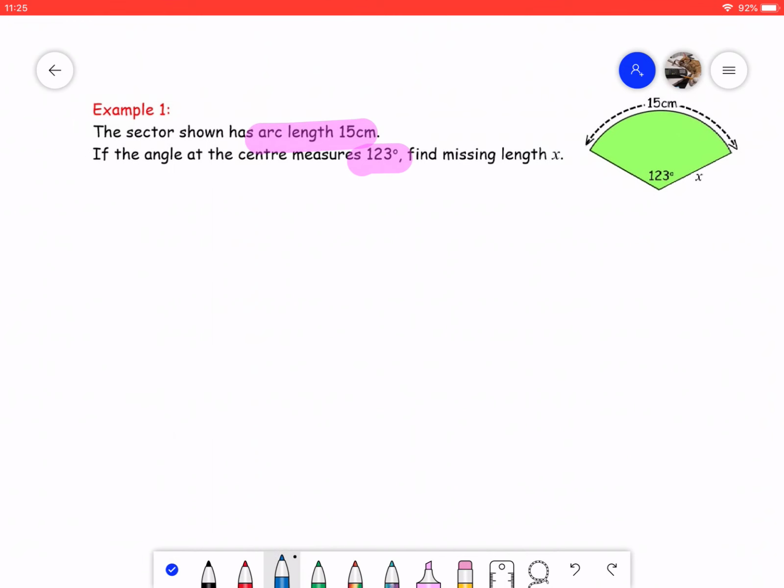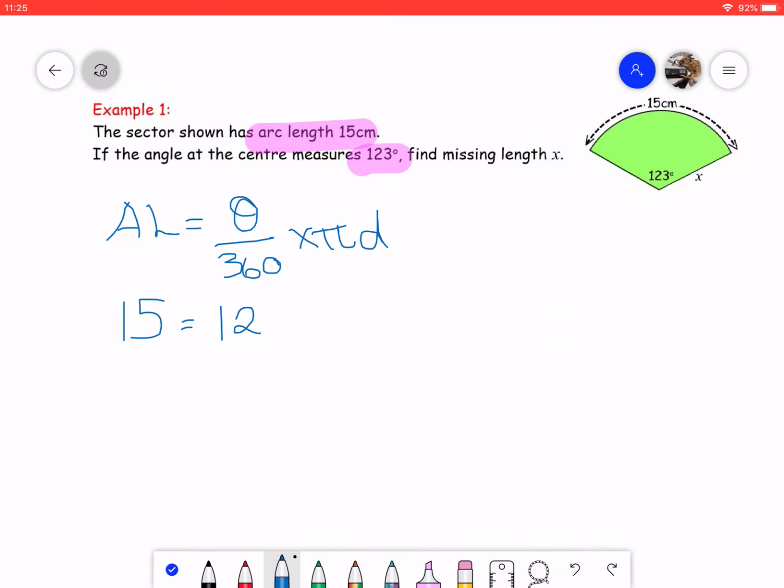If we are given the arc length, we need to select the correct formula. Remember, for arc length, our formula is theta over 360 times pi d. Remember, it's a fraction of the circumference. Circumference is pi d, and the fraction comes from the angle over 360. What we're then going to do is substitute in the things we are told in the question. The arc length was 15 centimetres, so let's put 15 where the arc length was. The angle theta is 123, so 123 over 360 times pi times d. What we're going to work out here is what d is.